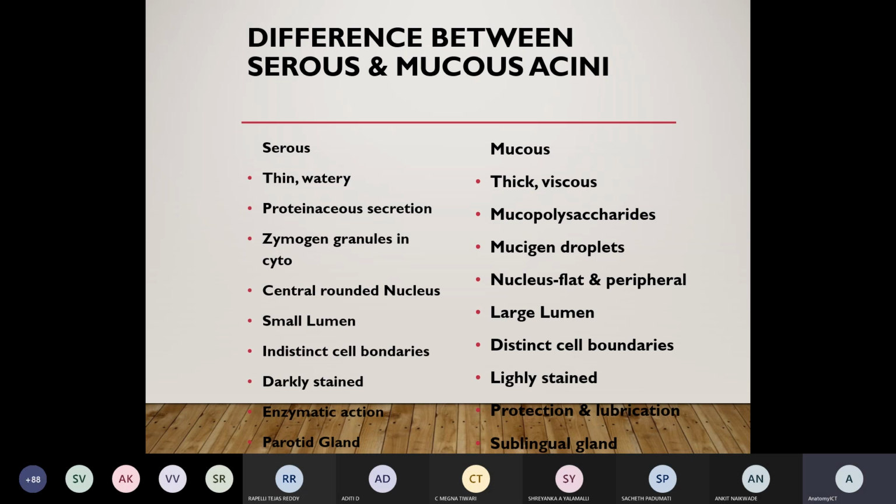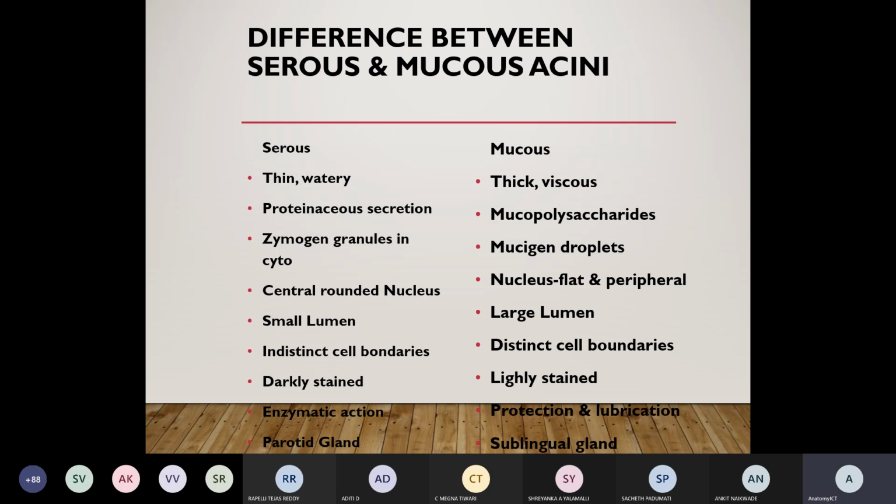Now the difference between the serous and mucous acini is there in any histology book. You may get these particular differences between the serous acini and mucous acini. Why should we know this? Mainly because in the examination, we may be asked to identify serous secretion glands and mucous secretion glands by their staining, how that particular slide looks. Now I have displayed this: this is the serous gland secretion and these are the mucous gland secretion.